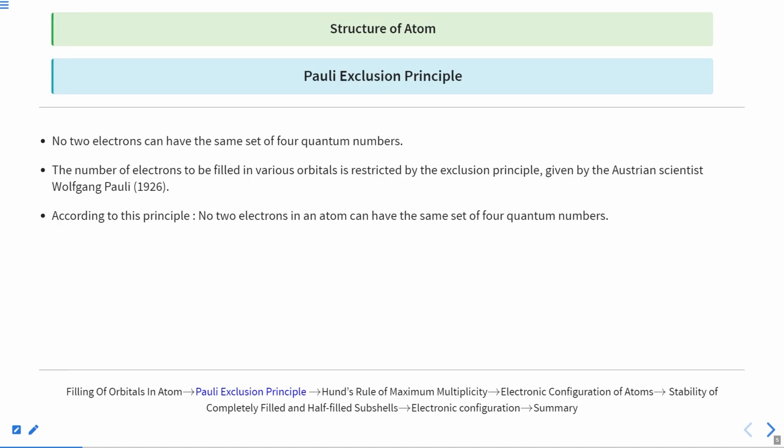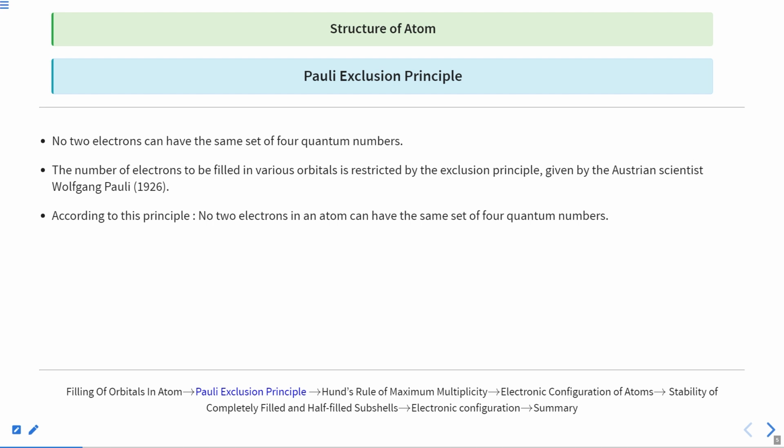Now, next is the Pauli exclusion principle. What is this Pauli exclusion principle? This is very important. It says that two electrons cannot have the same set of all four quantum numbers. What is the meaning of this? If you have an electron with values of n, L, ml and spin, we have the four quantum numbers: principal quantum number, azimuthal quantum number, magnetic quantum number, and at last we have spin quantum number.